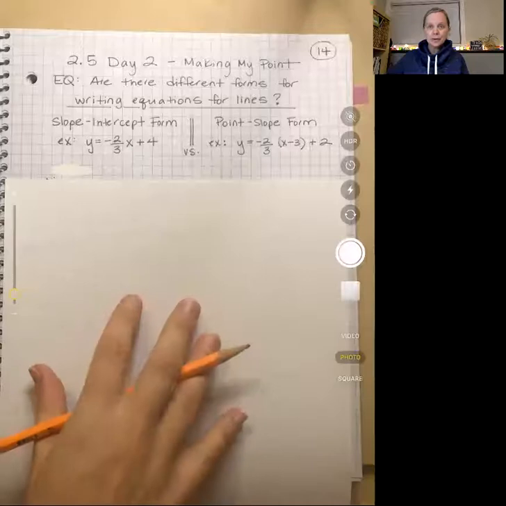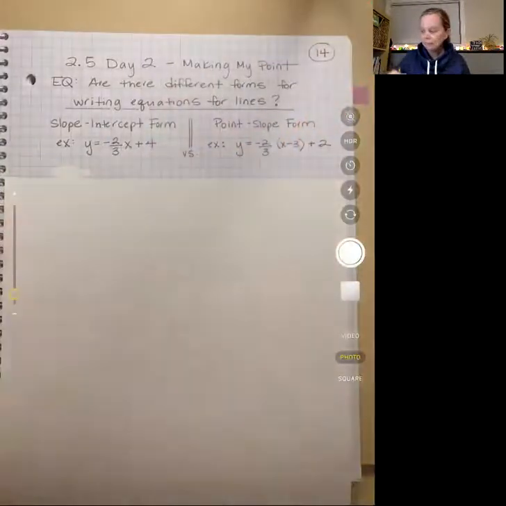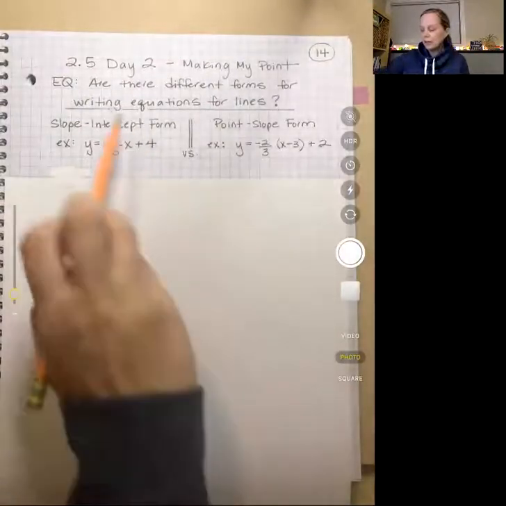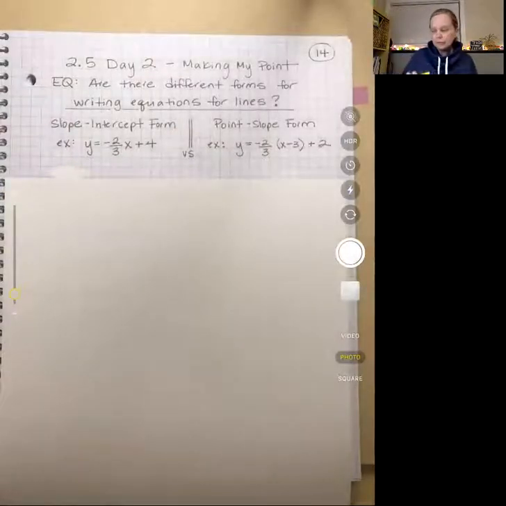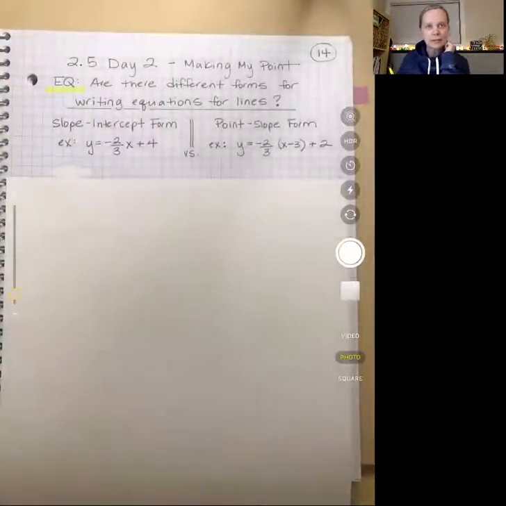Okay, so this is how you can set up your page of notes for today. I'm on page 14. If you're not on 14, just leave a couple of blank pages. You can see we have an essential question here: are there different forms for writing equations for lines? That's what you're going to be exploring today in today's lesson in the formative.